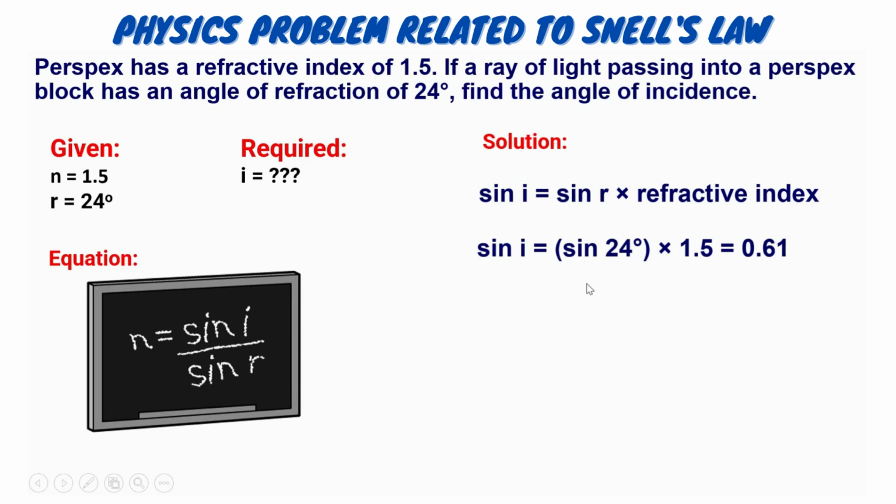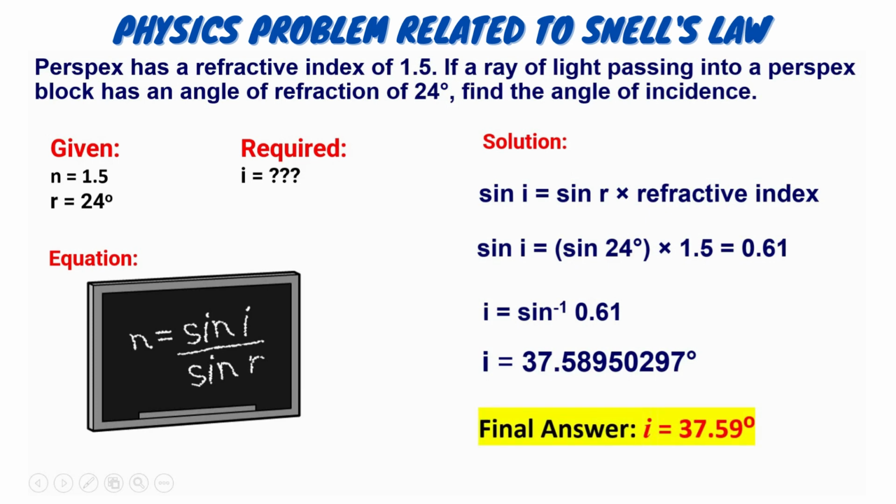Now, our next step is to get the inverse sine of 0.61. Using our calculator, just type in inverse sine of 0.61. Our angle of incidence is 37.5895. So for the final answer, rounding off to 2 decimal places, we have the angle of incidence is equal to 37.59 degrees.